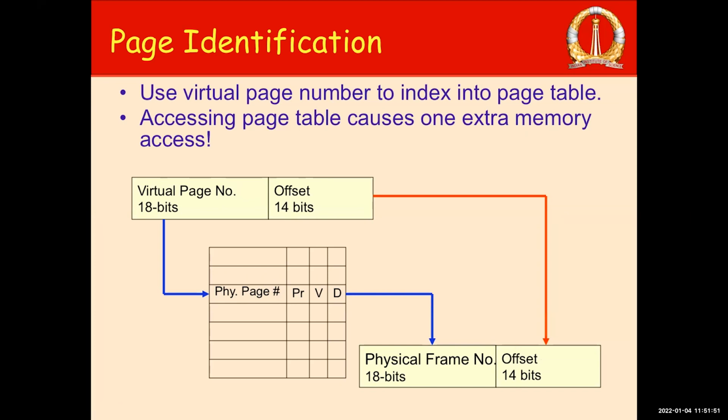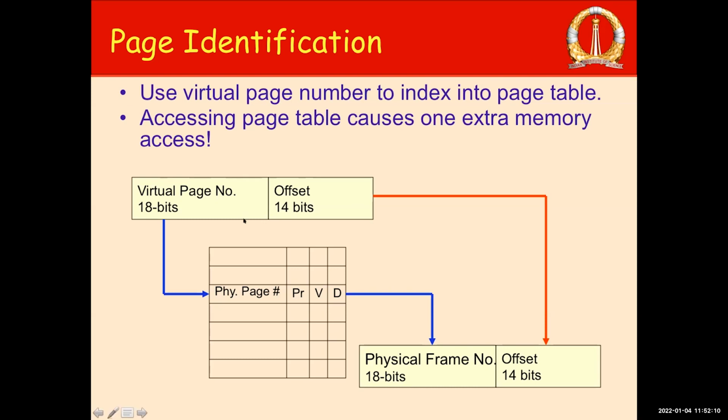There are of course privileged bits, and valid and dirty bits, which are there as metadata. We will not go into the details because they are not very interesting from our point of discussion, though they are interesting from the operating system perspective. So this is how the address translation is done.